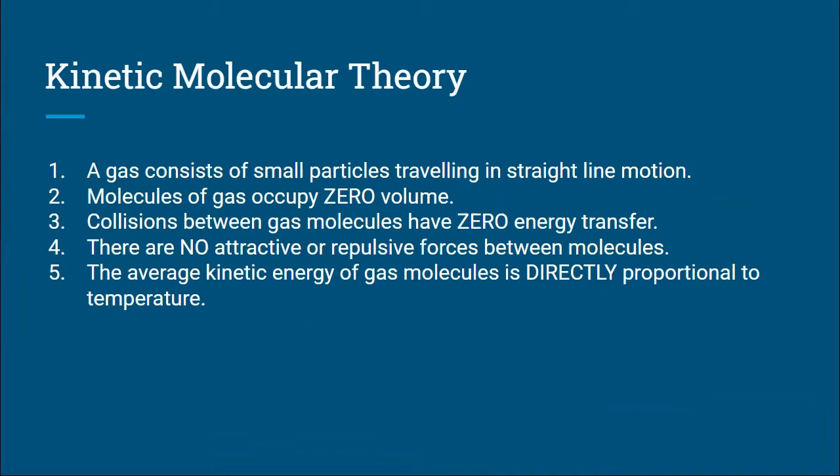theories mean. So the first one says a gas consists of small particles traveling in straight line motion. All that means is, we kind of know this already, that gas molecules are tiny, and they move in a straight line until they bump into something else, whether that's the walls of the container or a different gas molecule. They don't go in zigzaggy, curvy paths, and they don't just change direction without something to cause that.